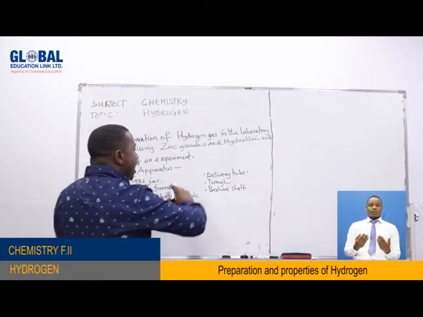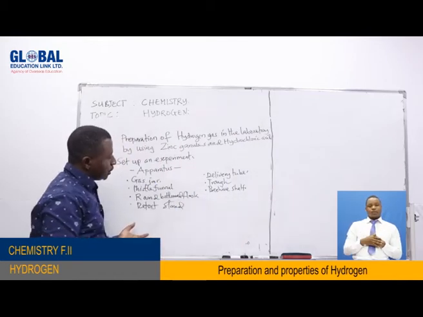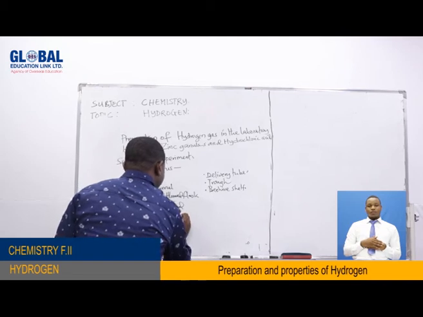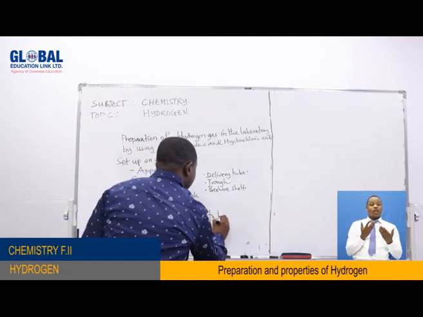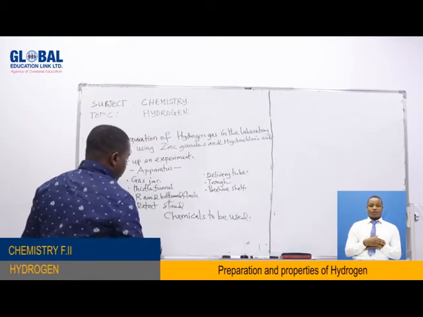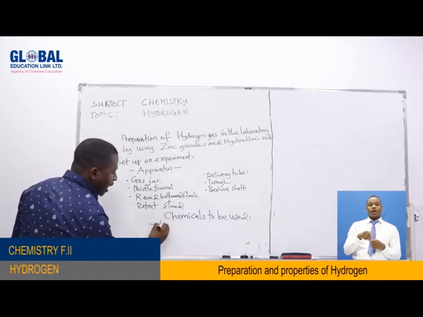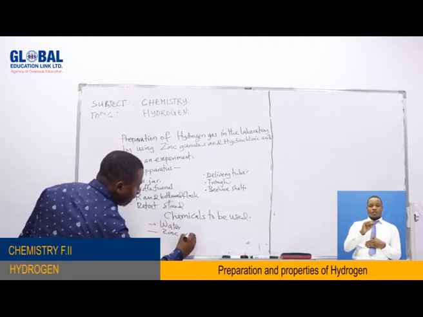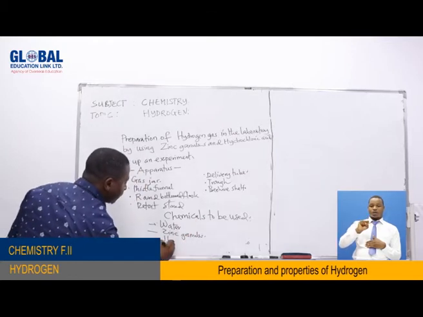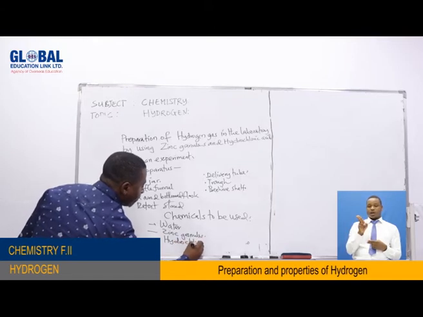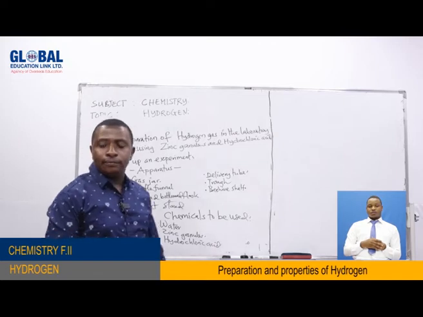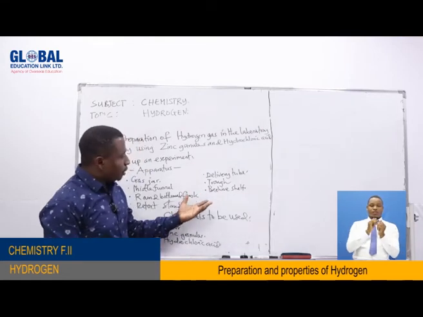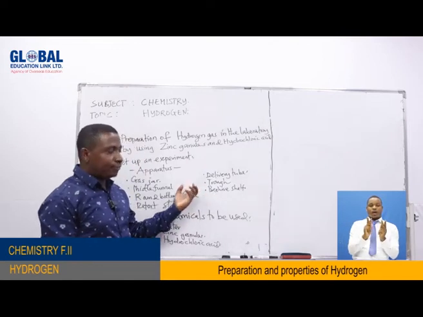Now, if you have these apparatus, you also need to have your chemicals to be used. Dear students, you need to have water, zinc granules, and hydrochloric acid. These are the chemicals to be used. These are the apparatus to be used. You can add some more apparatus if I've forgotten some.